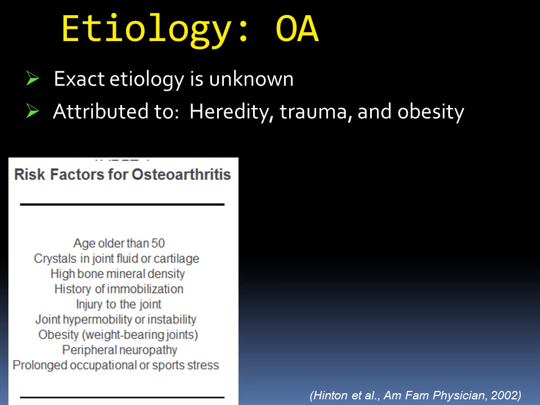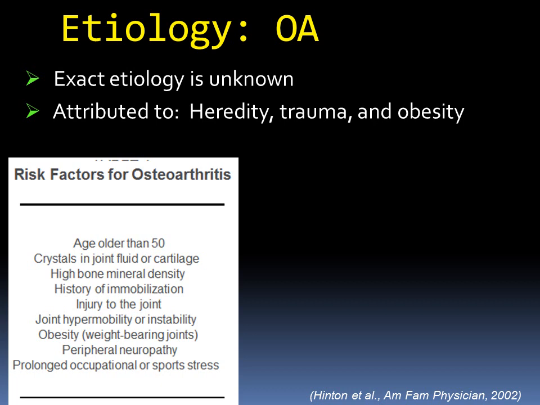So what's the etiology of osteoarthritis? The exact cause is unknown. It can be attributed to hereditary conditions, trauma, and obesity. Now, the most common risk factors you can see there in the table are individuals older than 50. You've got crystals in joint fluid or in the cartilage that start wearing the joint down. You've got high bone mineral density that can contribute to it. Immobilization of the joint can contribute. Remember that you get that gluggy thickening of the synovial fluid, and that's not good for our joints. We need to keep that synovial fluid moving and very supple.